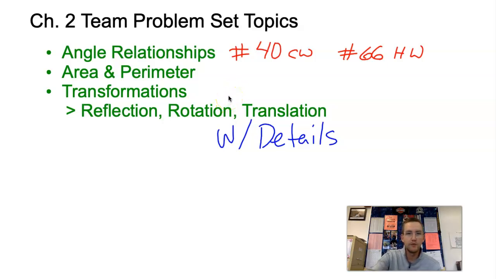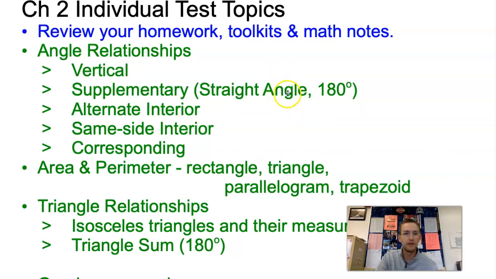For our individual test a week from Friday, the best way to study for that is to do your homework, have your toolkit filled out, and check your homework answers every single day in class or on It's Learning. And then again, use those math notes that we have on It's Learning to review important vocab and important topics. What you can expect to see is all of our angle relationship stuff we have in our toolkit. So vertical angles, what they look like, what the relationship is, supplementary angles, straight angles, what's the difference, knowing that they add up to 180 degrees, alternate interior angles, same side interior angles, corresponding angles, how those relate to transversals, and maybe in particular with parallel lines would also be important.